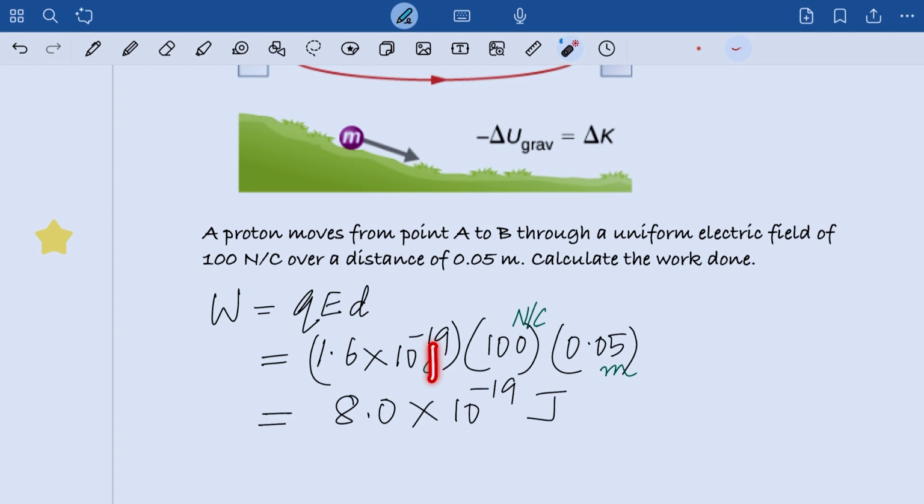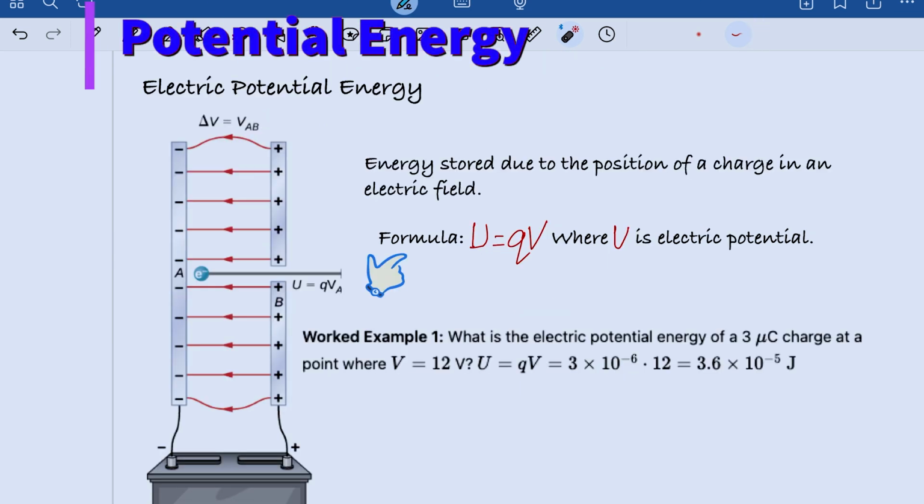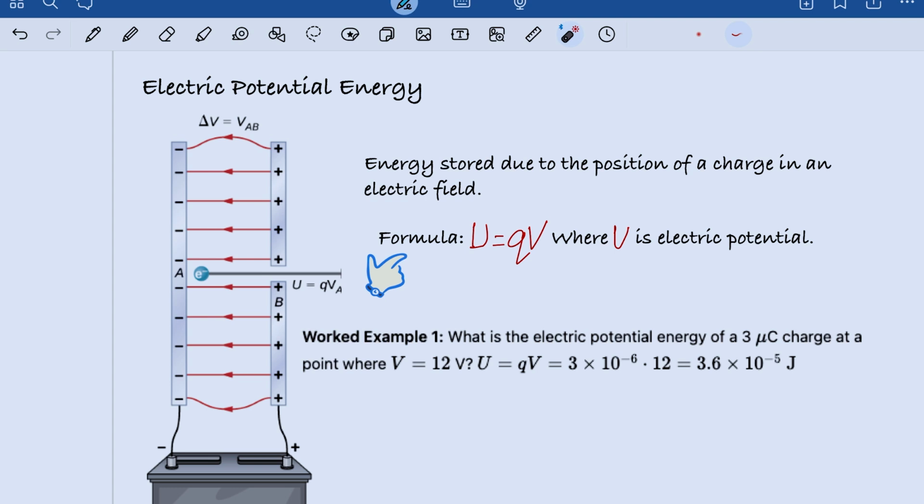As you can see, the units Coulomb cancel out here, and then you have Newton times meter, which is a joule. We've already spoken about electrical potential energy. It is the energy stored due to the position of a charge in an electric field. In a uniform electric field, the formula for potential energy is charge multiplied by the potential. We can use another formula for this, which we will do later. I just want to give a hint here: voltage could also be written as E times d. So that could also be a method of calculating the electric potential or voltage.